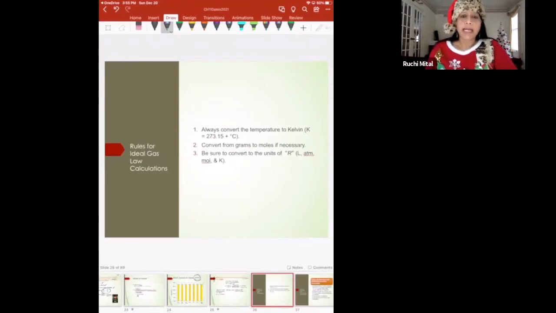Now, rules for ideal gas law calculations. Remember, always convert the temperature to Kelvin. Convert from grams to moles if it is necessary, right? In the previous problem, it is given in grams. Make sure you convert that into moles, because in gas laws, PV equals nRT, n is your moles. And make sure you use the correct value of R.